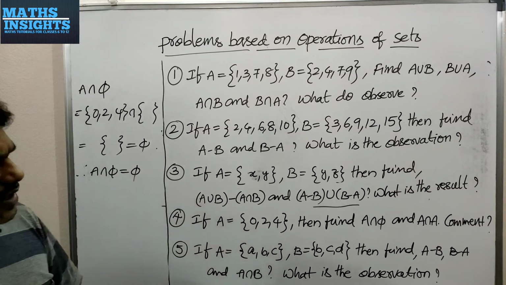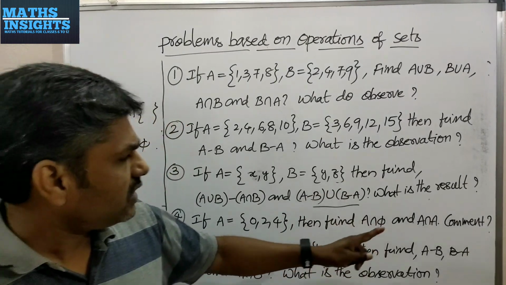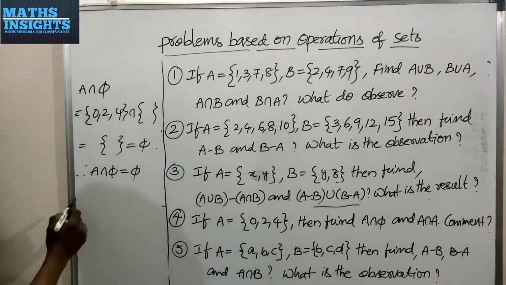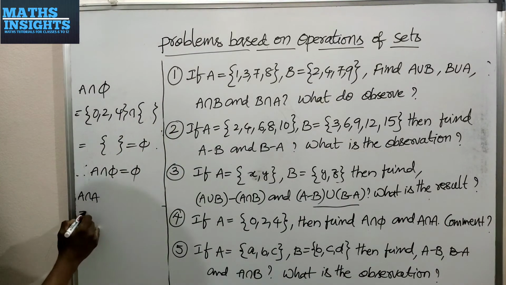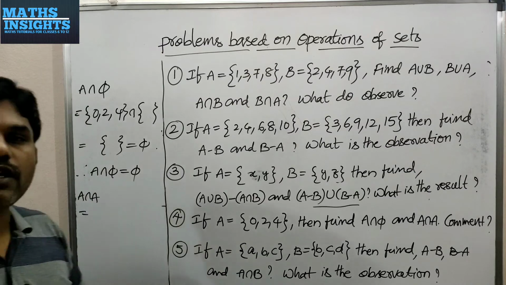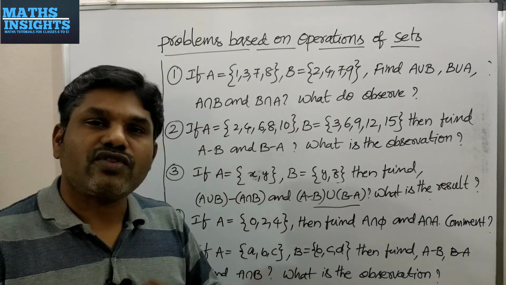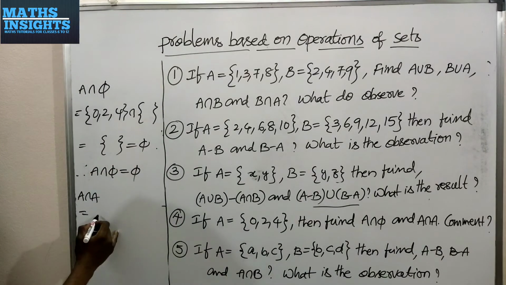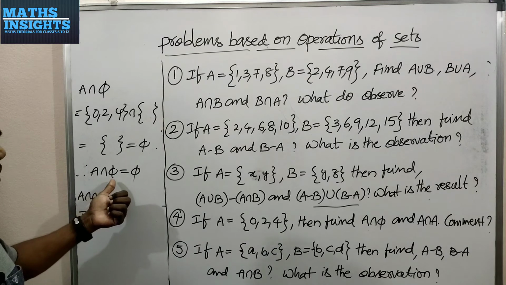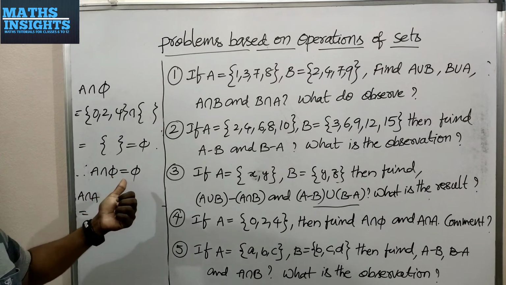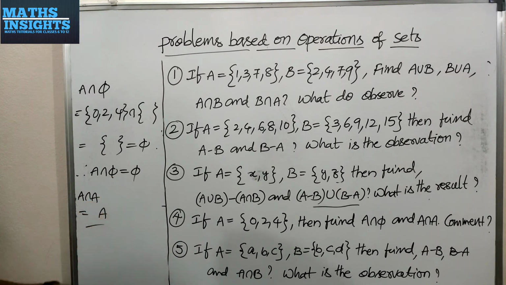And also if you see what they are asking, A intersection A, I will write A intersection A. That means you have to take the common elements of A and A. Again you will get A. You should not get any other element. Therefore that is equal to A. So what is our observation? A intersection phi is phi and A intersection A is equal to A.